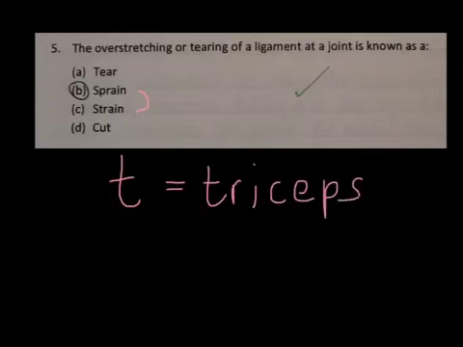This question caught a few people out. It's those two words again that can sometimes be confusing, sprain and strain. The way to remember, if you're not sure which one's which, is that the T in strain means we're talking about a muscle. Think T for triceps. This question is talking about a ligament, not a muscle, so it must be the other one. It must be the sprain. So sprain is the correct answer, B.